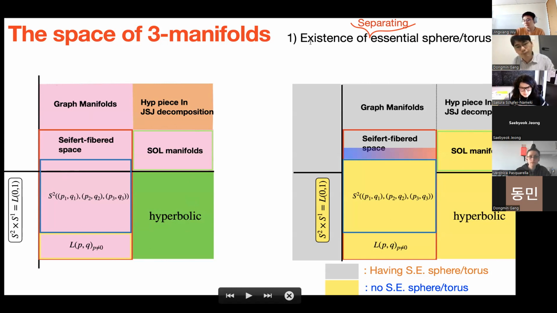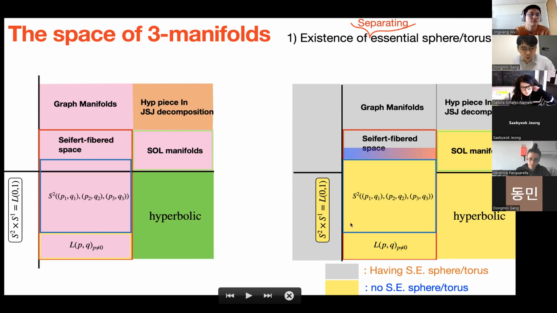But for our purpose, the more relevant thing is the existence of a separating essential sphere and torus. So we divide the three manifolds in these classes. So this is a three manifold without any separating essential sphere cases. For these cases, remember that this class corresponds to atoroidal, and there's no sphere and no torus.